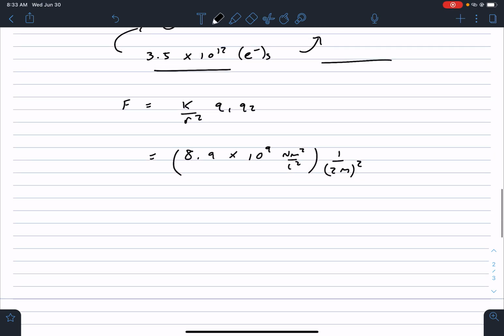So that means we have 3.5 times 10 to the 12 squared. Let me double check this.